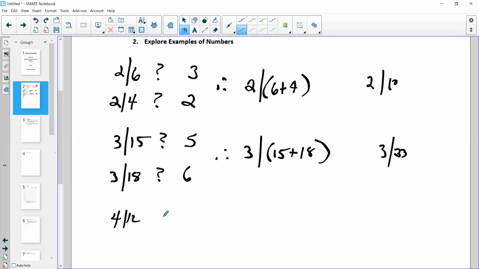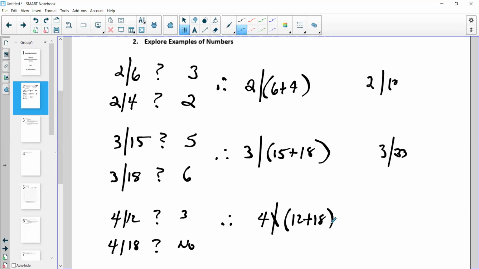Will 4 divide 12? And will 4 divide 18? Well, will 4 divide 12? Yes, 3 times. Will 4 divide 18? No. So therefore, 4 will not divide 12 plus 18. And if we think about that, that is 4 divides 30. That would be the question. And it does not divide 30.